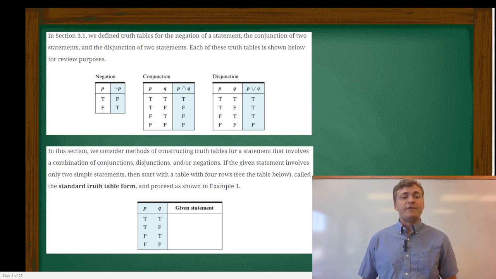Note here that if there are only two outcomes, true or false, then for two simple statements together, there are four total scenarios we need to consider: when both statements are true, when the first statement is true but the second is false, when the first statement is false but the second statement is true, and finally, when both statements are false.